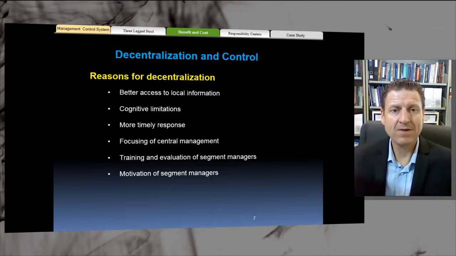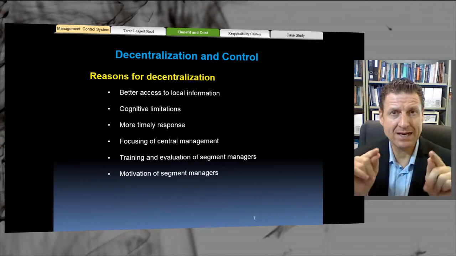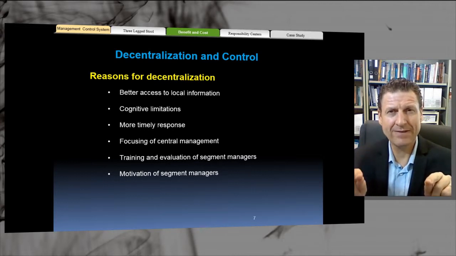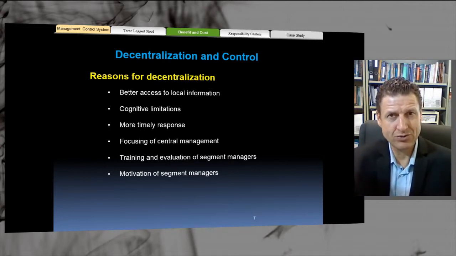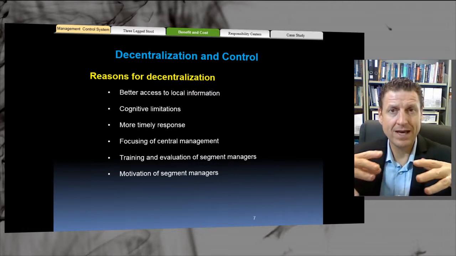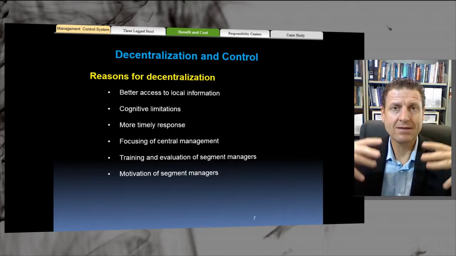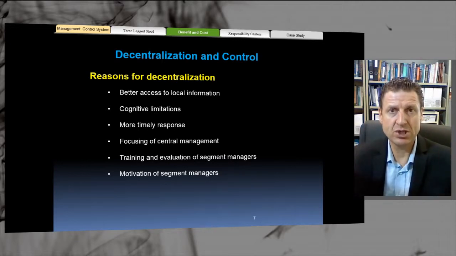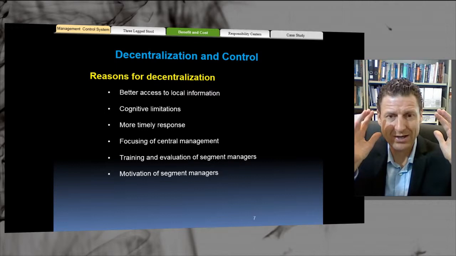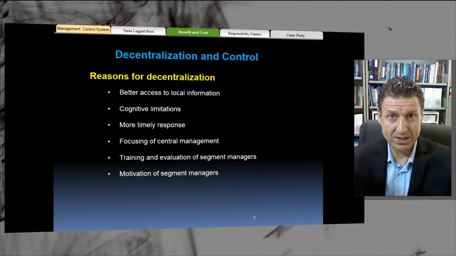You see that? Focusing of central management. Now central management does not have to worry about the day-by-day customer interactions. They can focus on the month-by-month, the 6 month by 6 month, the big strategy, the theme of the organization, the mission of the organization, the vision of the organization, new product development. Where is the organization going? Where is it not going? They can focus on the big picture. Central management can do that.